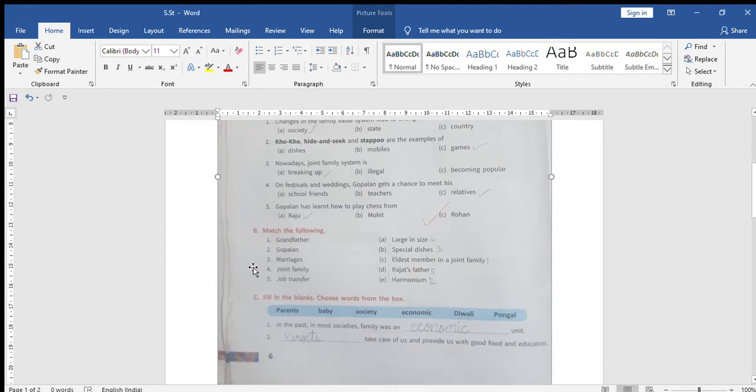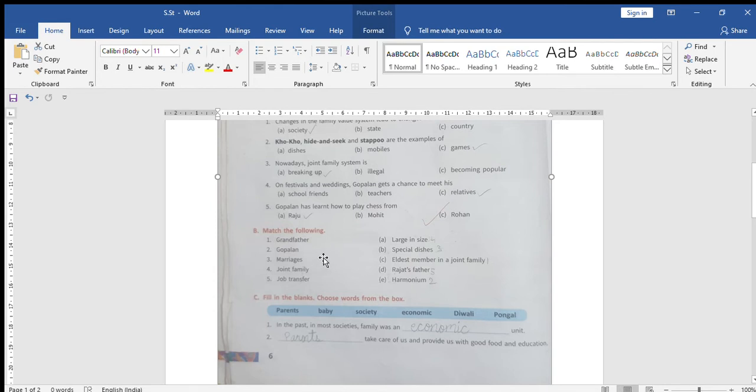Second exercise is to match the following. In this, we have to find the correct answers from column B. Grandfather, the answer is C, eldest member in a joint family. Number two, Gopalan, the answer is E, harmonium.